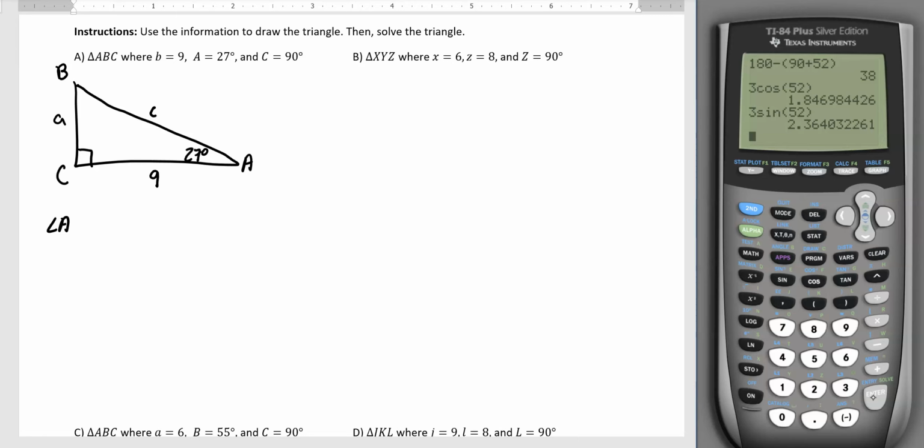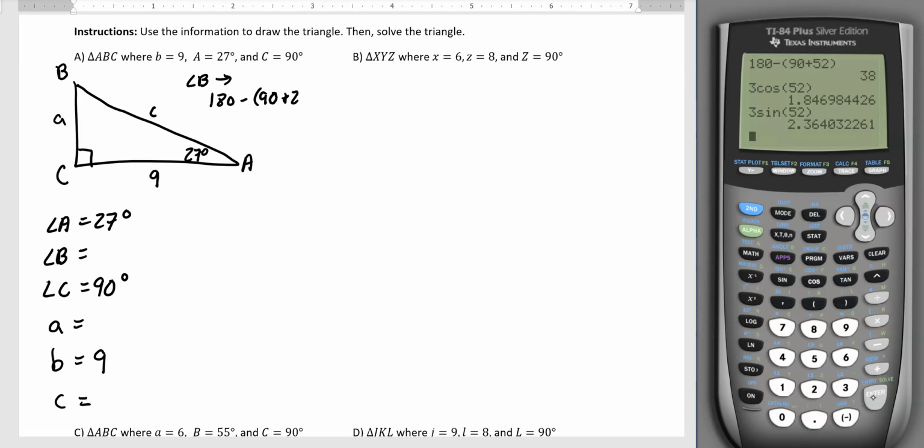So we know that angle A is 27 degrees. We do not know angle B yet. We know that angle C is 90 degrees. We do not know side A. We know that side B is 9. We do not know side C yet. So let's start by figuring out our missing angle. So for angle B, I would say 180 minus 90 plus 27, parentheses 90 plus 27, and I get 63. So B is 63 degrees. Fantastic.